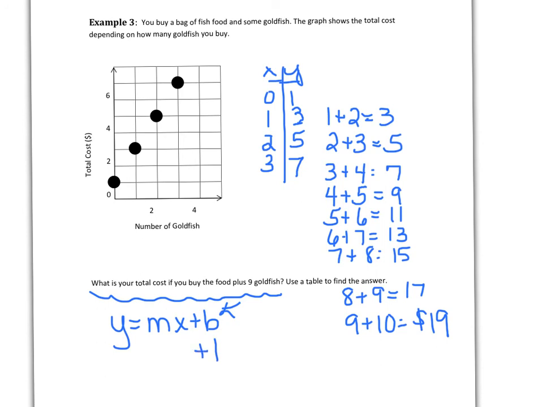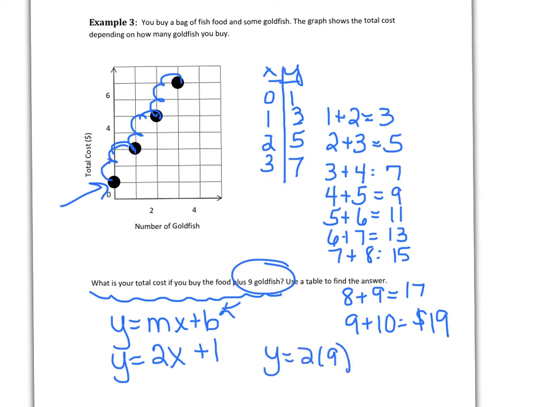And so that was my initial amount, my y-intercept, and you can see it right here. And then remember, m represents your rate of change. So as I'm increasing my x value by 1, I'm going up by 2 each time. So up 2 over 1, up 2 over 1. And so my slope is 2, and y equals 2x plus 1. If I wanted to know how much it would cost for 9 goldfish, I would put 9 in for x. You're getting 18 plus 1, and again, you're getting $19.